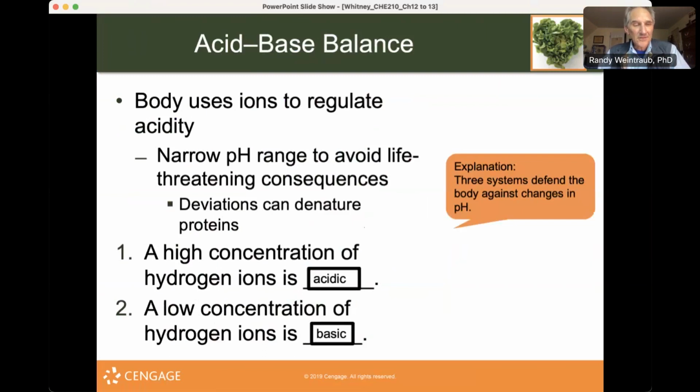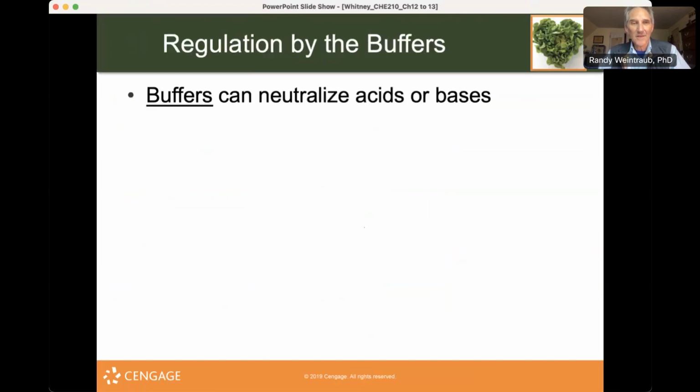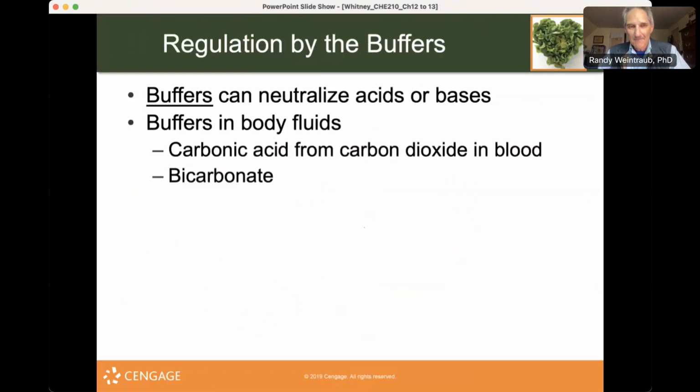There are three systems that we have in our body that resist large changes in the pH, and these are generally called buffers. These can neutralize acids or bases. And the buffers in our body, the first main one is carbonic acid. It's called just carbonate or bicarbonate equilibrium. And we could do this in various ways.